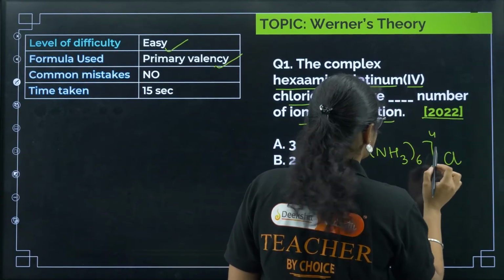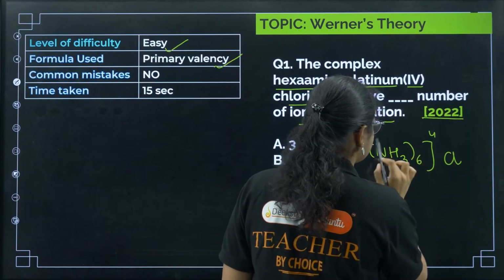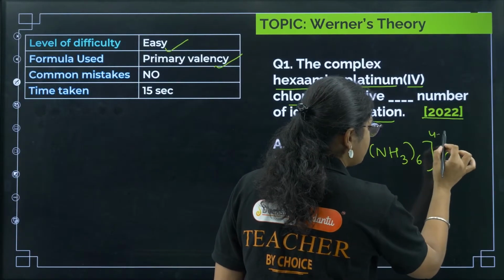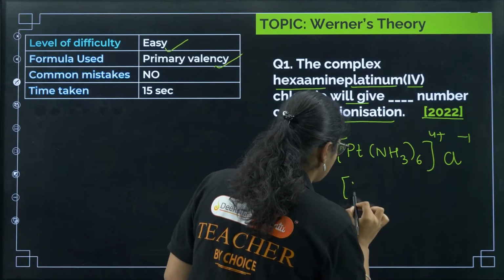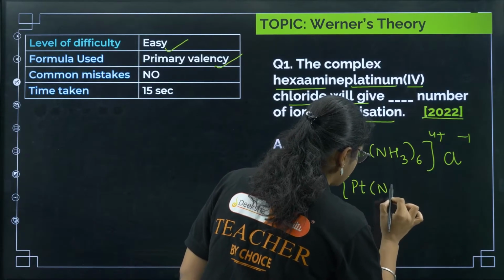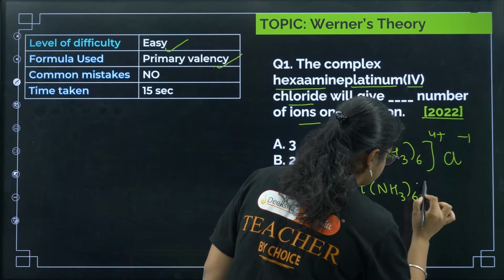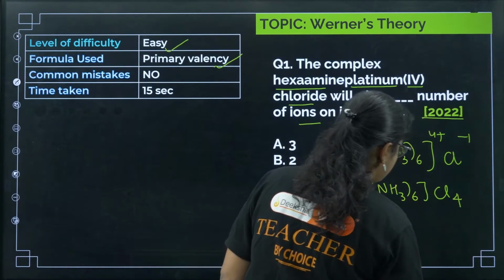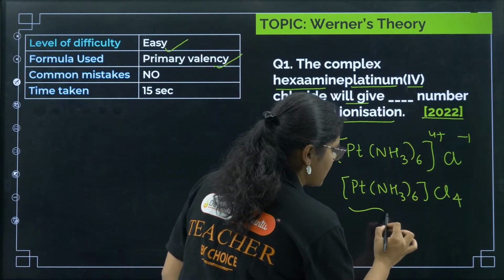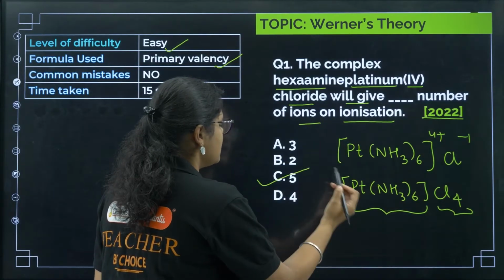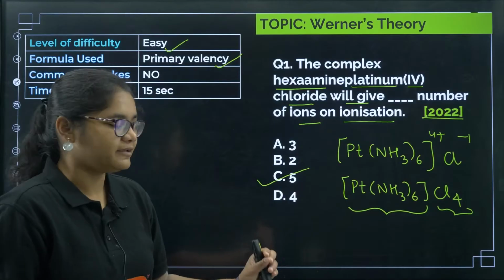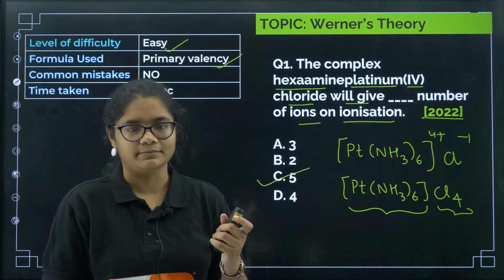The platinum charge is 4 and the ammonia charge is 0, so the complex charge is plus 4 and chloride is minus 1. If we do crisscross, I get the formula of the complex. Now if it ionizes, the complex part will give 1 ion and 4 chloride ions will be produced. So the total number of ions produced will be 5. The correct answer here is option C.